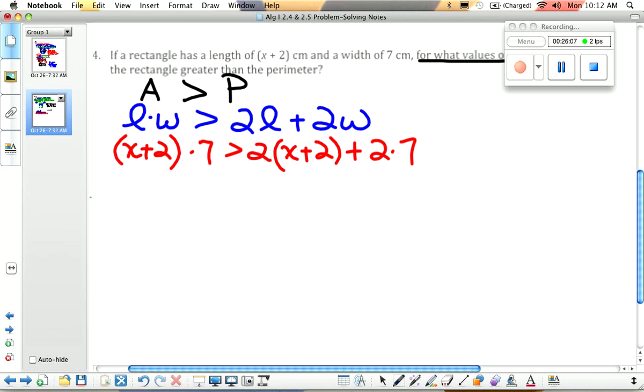Okay, go ahead and solve that. You got some simplifying to do first. And this one you have to solve all the way till you get x alone, because it's not asking what values of the length make it. It says what values of actually x.